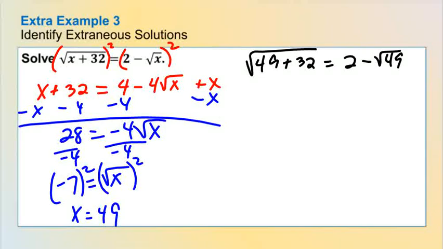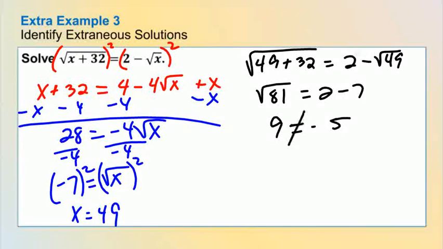49 plus 32 gives us 81, so the square root of 81 equals 2 minus 7. This is 9 equals a negative 5. They are not equal, so there is no solution. Our extraneous solution would be 49.